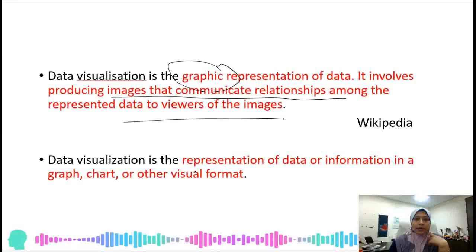This is the one. Another one, I cannot remember who wrote this one, but it goes: data visualization is the representation of data or information in graphs, charts, or other visual format. Same thing as by Andy Kirk, by Blue, or even by Wikipedia.